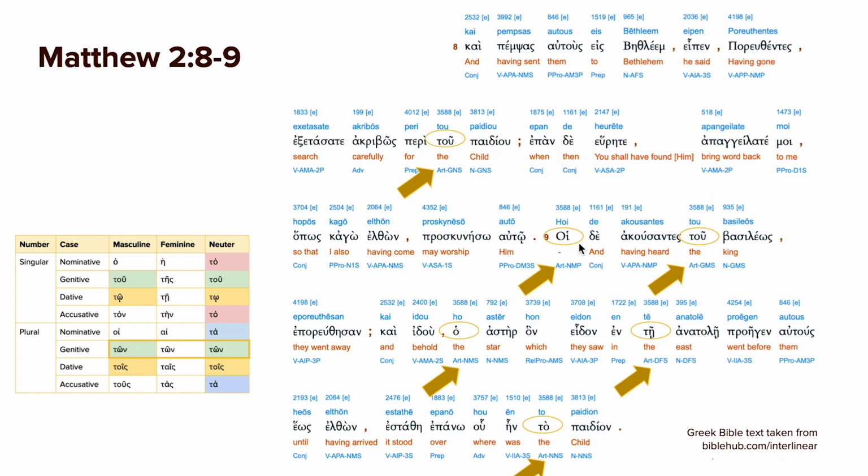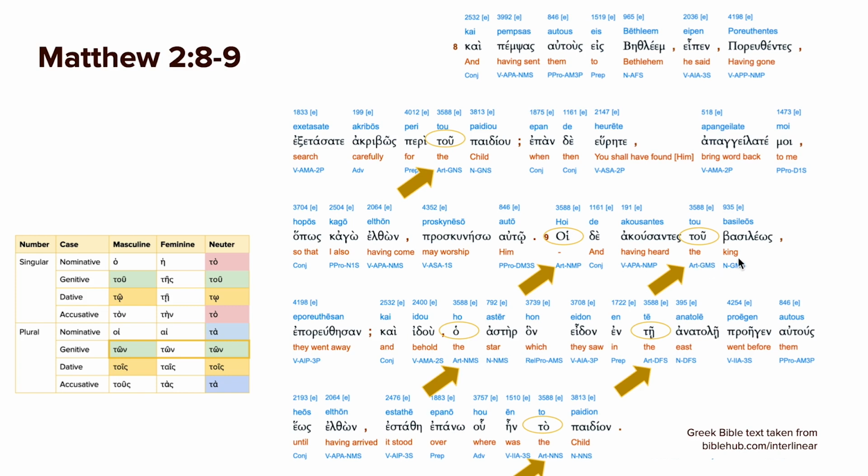All right, next one is hoi, and that's the Magi, right? So they heard the king. We're going to talk about sometimes you just need it by itself. In this case, it's nominative masculine plural, and it's modifying the Magi. So hoi here, nominative masculine plural, is them. It basically stands in for them. We'll talk more about that in the future.